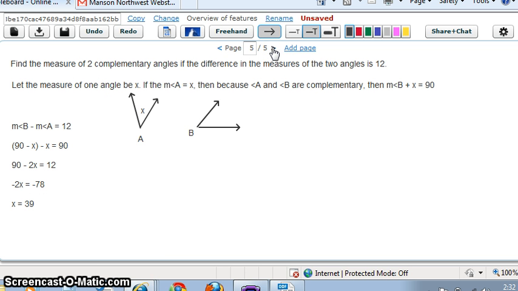And this is how to find the measure of an angle. Say, find the measure of two complementary angles if the difference in the measures of the two angles is 12. Let the measure of one angle be x. If the measure of angle A equals x, then because angle A and angle B are complementary, the measure of angle B plus x equals 90. So those are the steps below that.